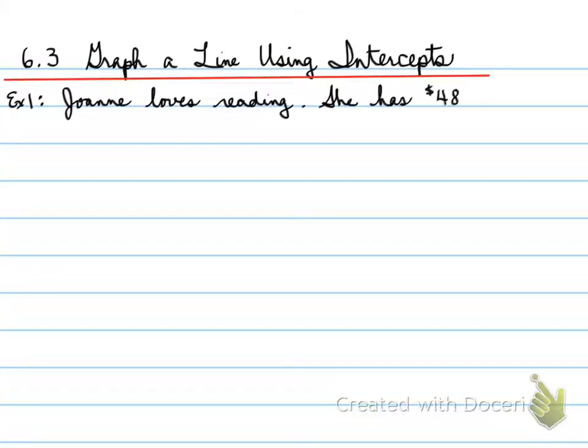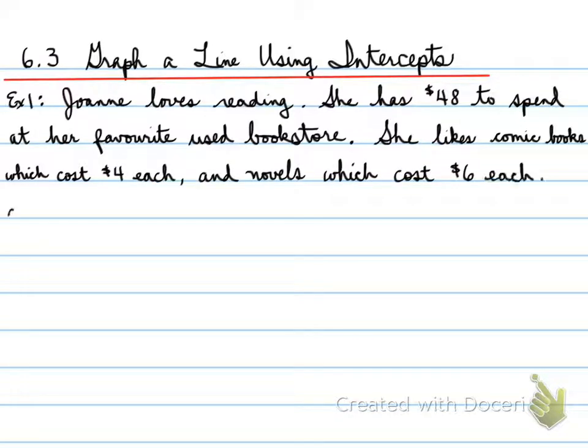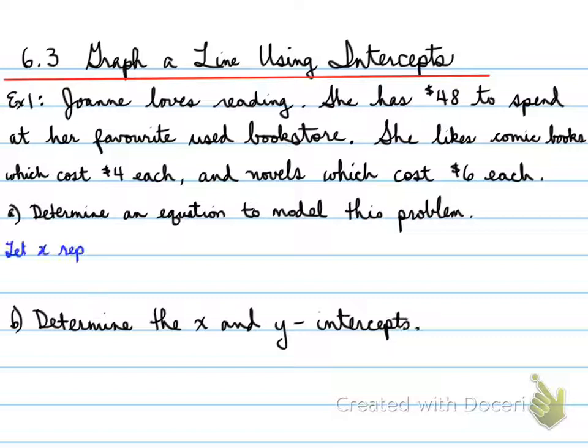Joanne loves reading. She has $48 to spend at her favorite used bookstore. She likes comic books, which cost $4 each, and novels, which cost $6 each. Determine an equation to model this problem. Second part, determine the X and Y intercepts.